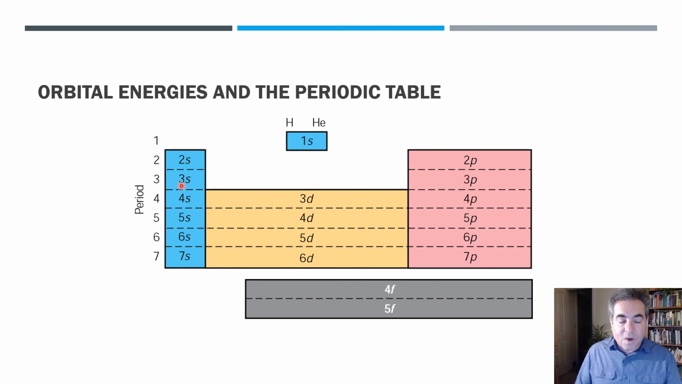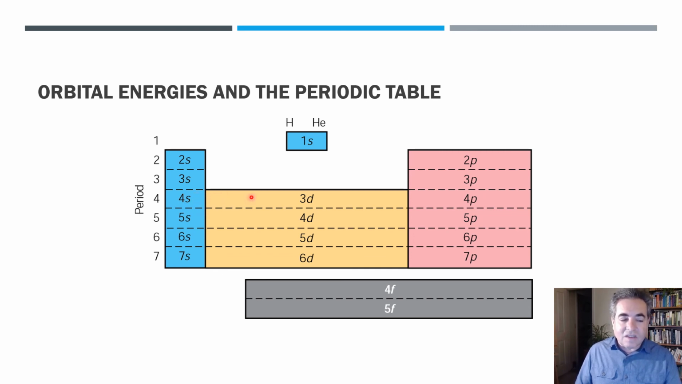When I'm in the third row in the s block, I'm filling up a 3s. Third row in the p block, I'm filling up a 3p. Okay, so far so good. That works fine with the s's and the p's. When I get to the 4s, remember we just said that the 3d is above this. It won't start filling until after the 4s is filled. So you have to put your electrons in the 4s and then the 3d starts.